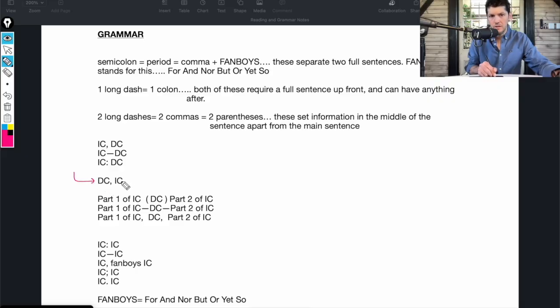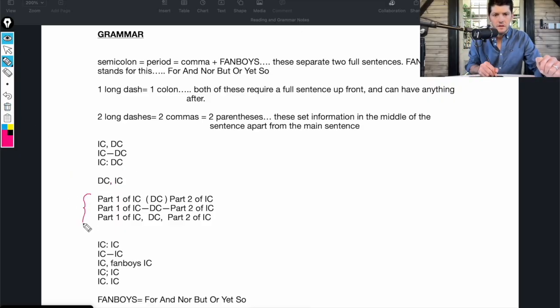here, DC, comma, IC. That is, if you have something that cannot be a full sentence, and then you have something afterwards which is a full sentence, or could be a full sentence, an independent clause, the only thing that's acceptable there is a comma. That flexible bit of punctuation that is most flexible but least strong. Okay?